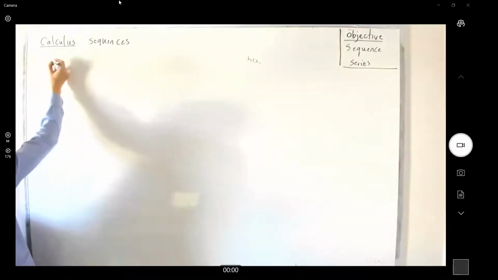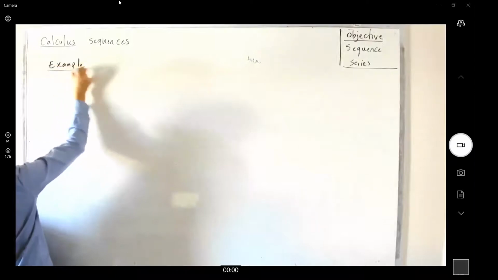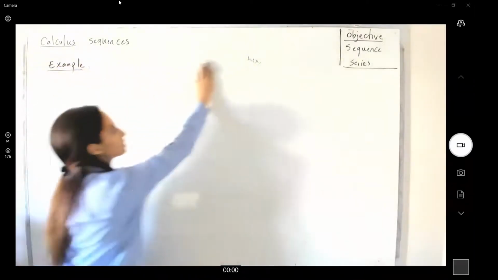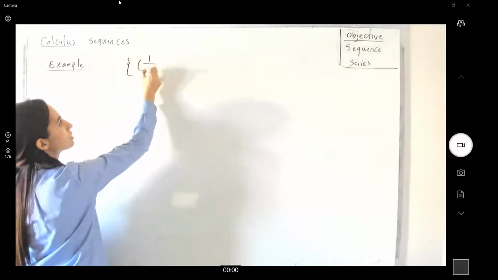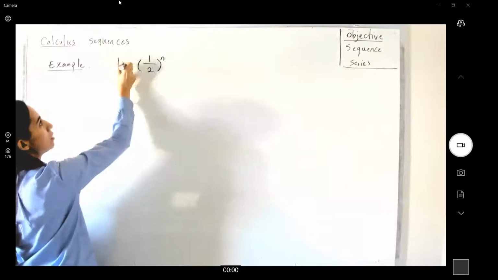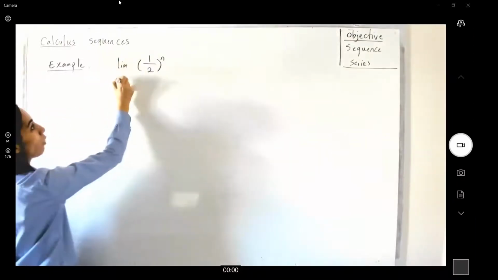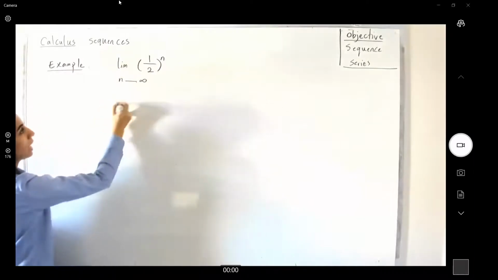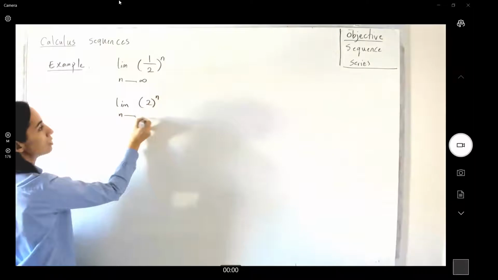So suppose we have these two examples. We want to derive a conclusion. This example says, analyze this sequence. What's the limit of 1 over 2 raised to n while n goes to infinity? And what's the limit of 2 to the n while n goes to infinity?